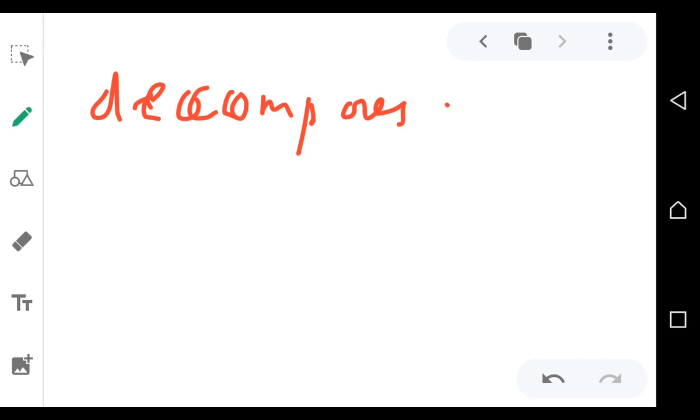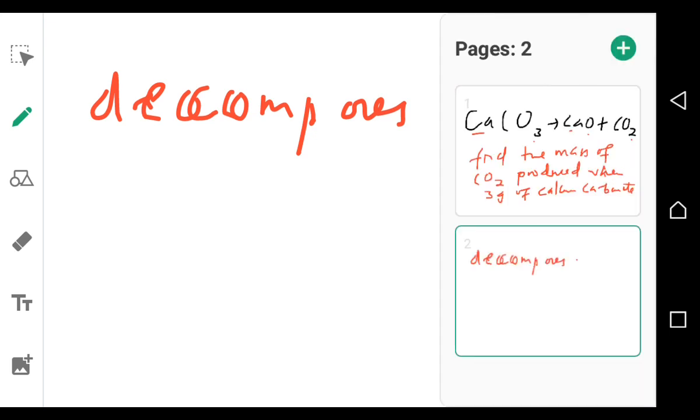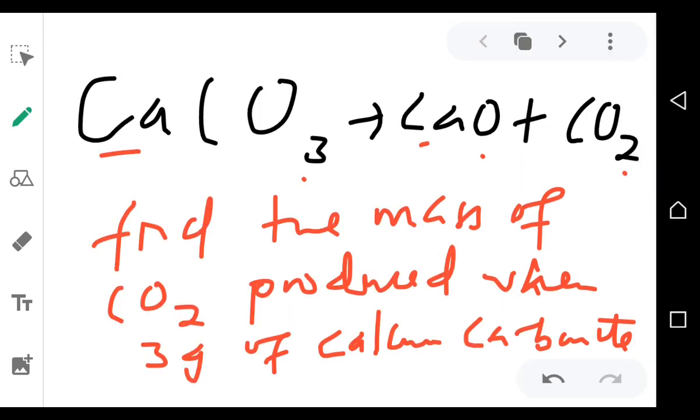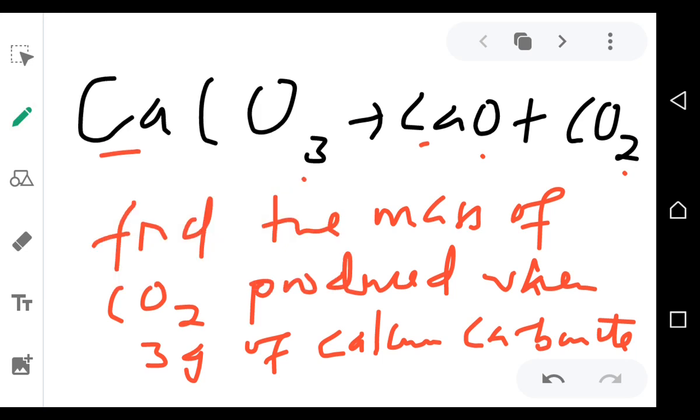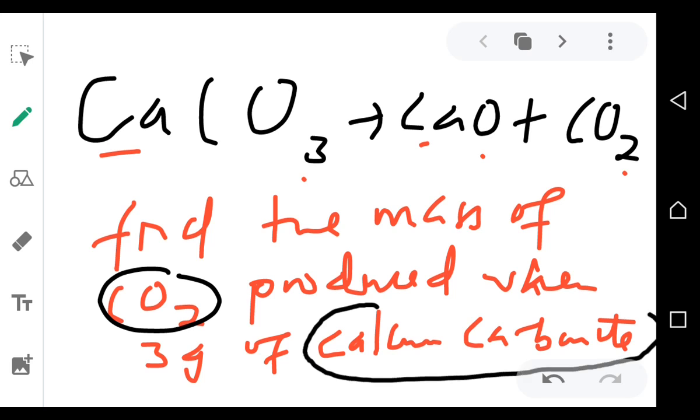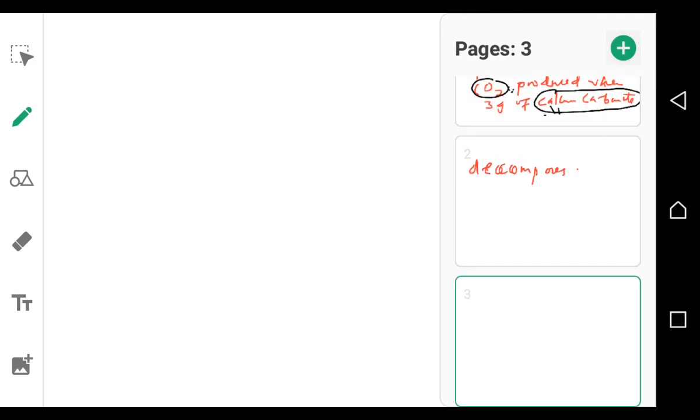So I told you, whenever you have such questions, you always look at your point of interest, what you are dealing with. I'm dealing with the mass of carbon dioxide produced when 3 grams of calcium carbonate decomposes. So the compounds I'm dealing with are carbon dioxide and calcium carbonate. It means I'm supposed to find the relative masses of these first.